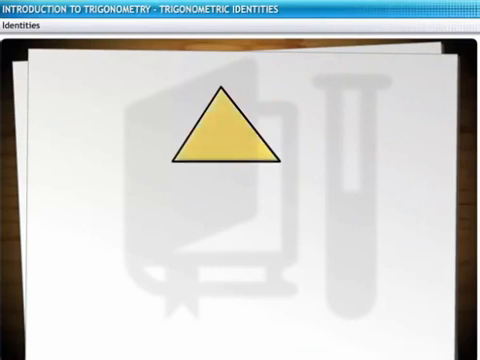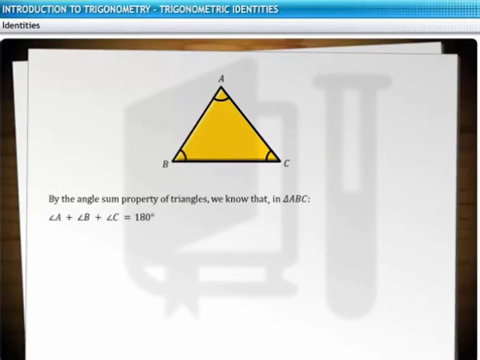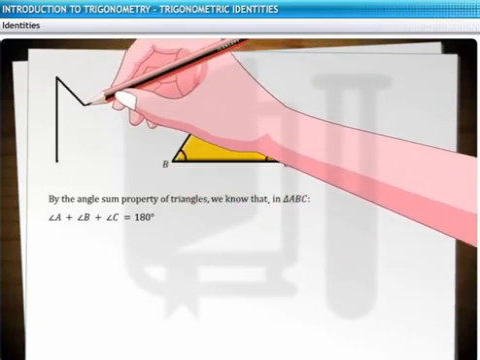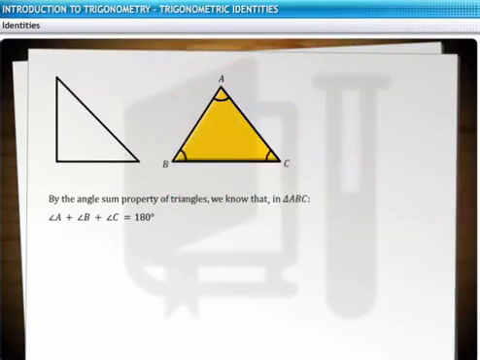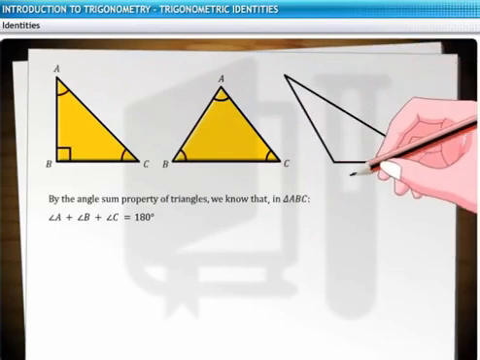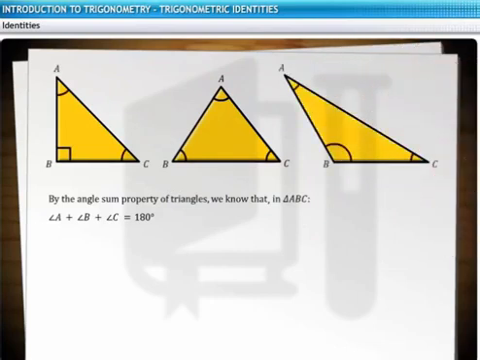Here is a triangle ABC. By the angle sum property of triangles, we know that the angle A plus angle B plus angle C is 180 degrees. This equation is true in all triangles.